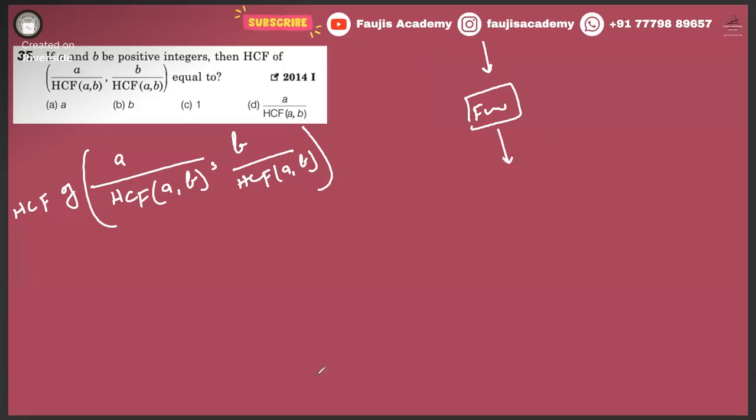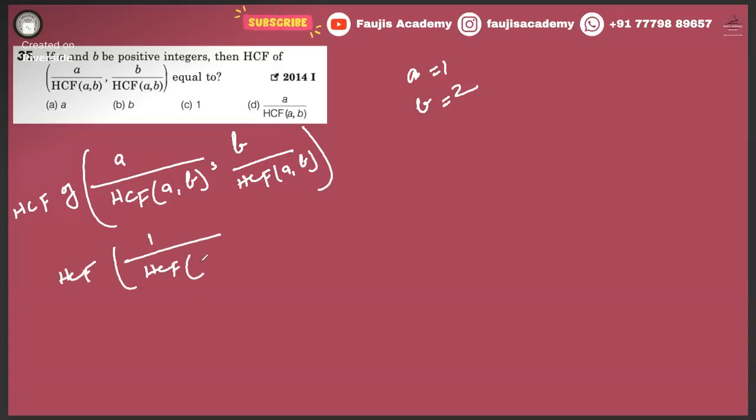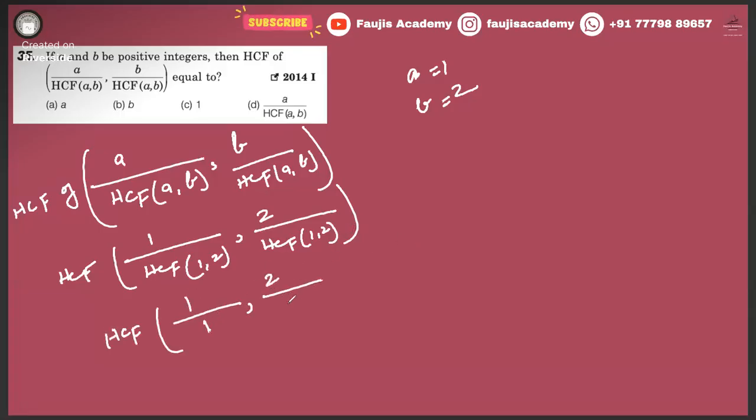So over here, this stuff is your function. You have to just put in the values of A and B. A and B are positive integers, right? Tell me a couple of positive integers. So 1 and 2. Fair enough. So basically we have to find out the HCF of A, which is 1, divided by the HCF of 1 and 2, and B, which is 2, divided by the HCF of 1 and 2. What is the HCF of 1 and 2? That is 1. Which means HCF of 1 and 2 gives 1.